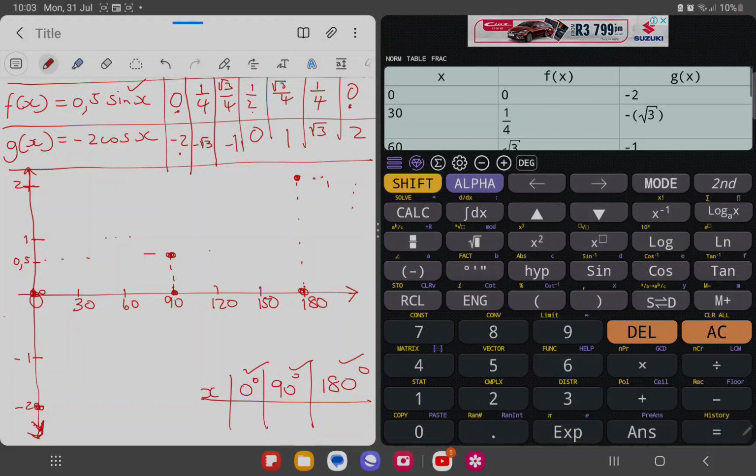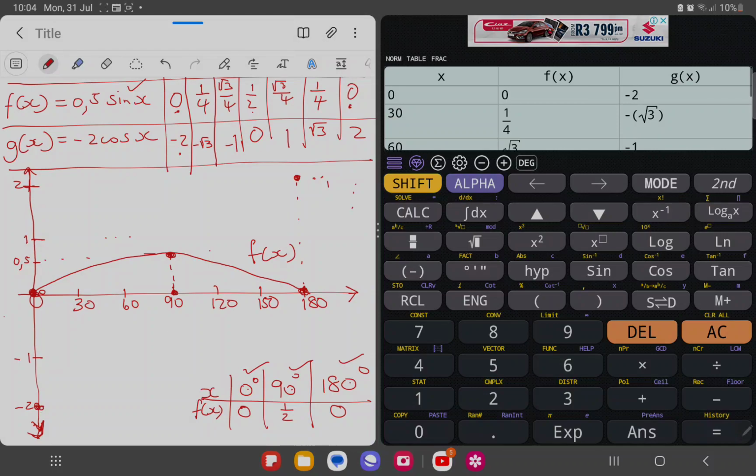Then when we sketch the graph, we are going to focus on 0, 90 and 180. When x is 0 for f(x), the value of y is 0. When x is 90, the value of y is half. When x is 180, the value of y is 0. So the points are (0; 0), (90; 0,5) and (180; 0). Then you join these points and it's going to form a curve like this. This is the curve of f(x).